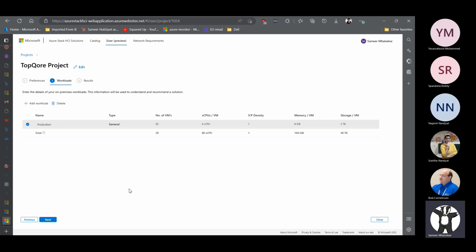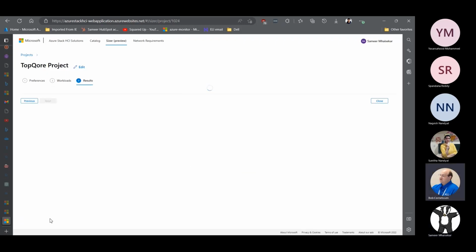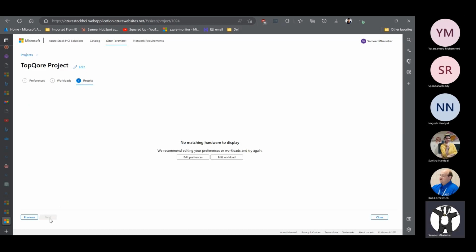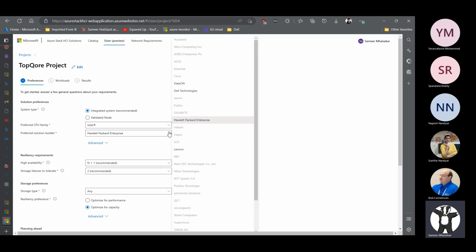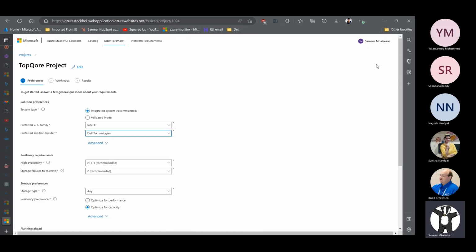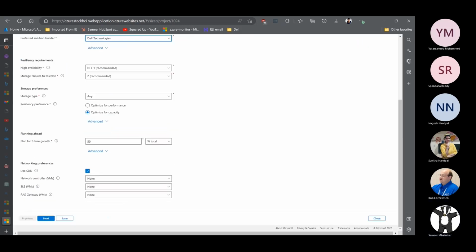Right, that should give me something. Oops. Oh, okay. What is the problem now, bro? Integrated system, Intel. Oh, maybe HP does not give. That's what I'm saying. I know for a fact Dell does. So let's do that. Sure.